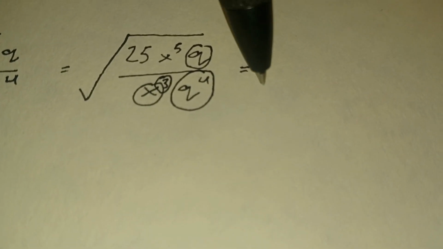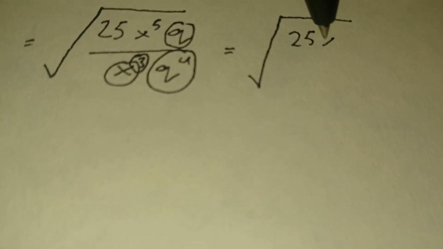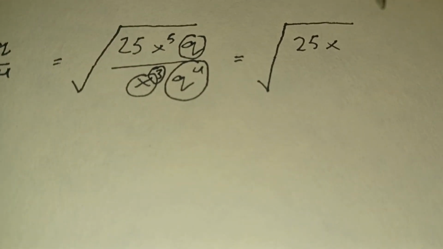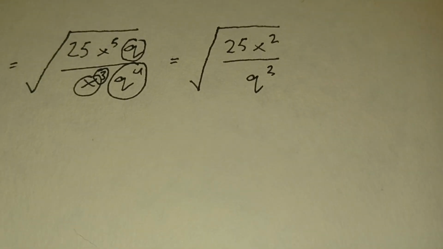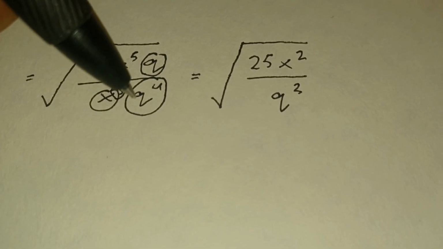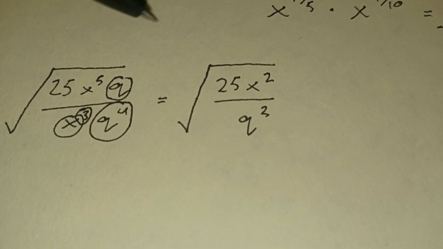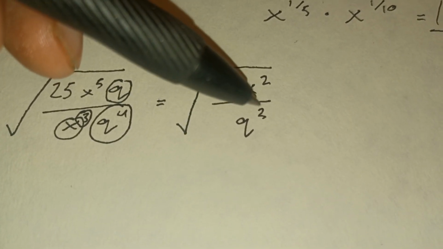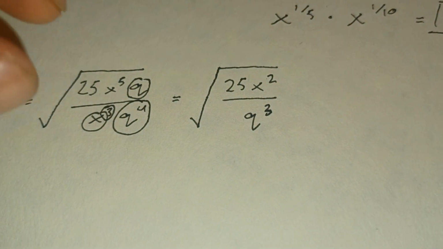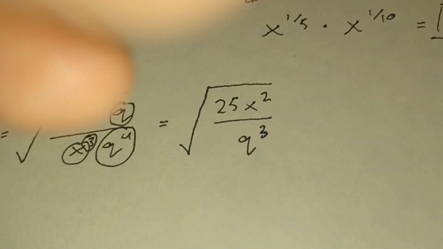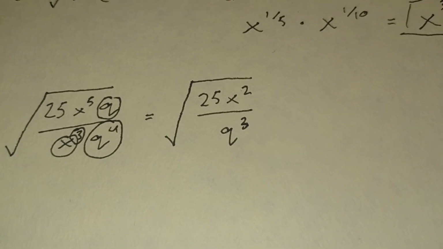So we can rewrite this as the square root of 25, x squared over q cubed. Because 3 of these get canceled out, and so do 3 of these. So in turn, we have 25x squared over q to the power of 3. Yep, because this one canceled out the one from the top, and this x squared canceled out the one from the bottom. So now we're left with the square root of 25x squared divided by q to the third power.